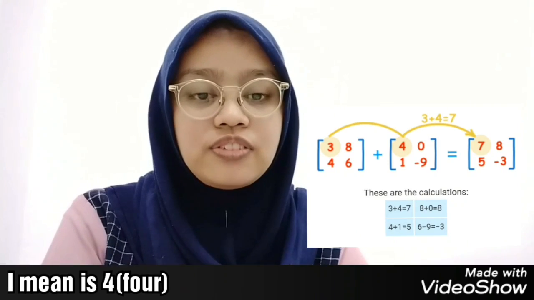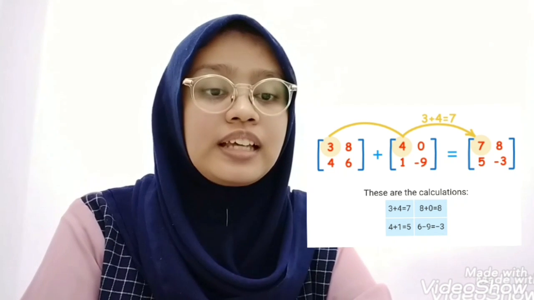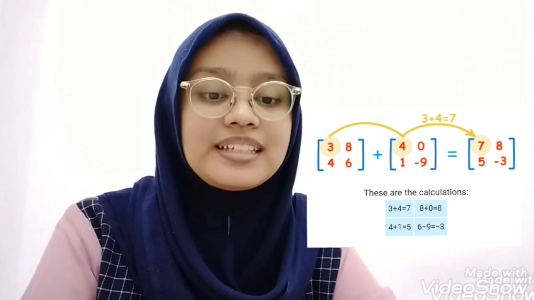Adding. To add two matrices, add the numbers in the matching position. 3, 8, 4, 6 plus 4, 0, 1, minus 9 equals 7, 8, 5, minus 3. These are the calculations. 3 plus 4 equals 7. 8 plus 0 equals 8. 4 plus 1 equals 5. 6 minus 9 equals minus 3.